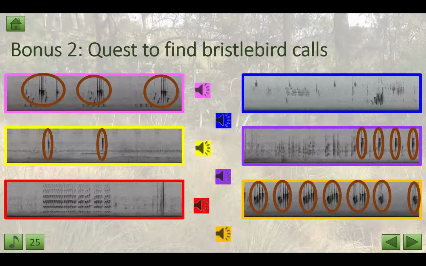And then I would have people look at soundscapes, little 30-second clips of audio, and say, is there a bristlebird in here? So this was the bristlebird quest part of the Bristle Whistle challenge. And I've shown you here, I've given you the answers. The ones circled in brown within the 30 seconds are Eastern bristlebirds.